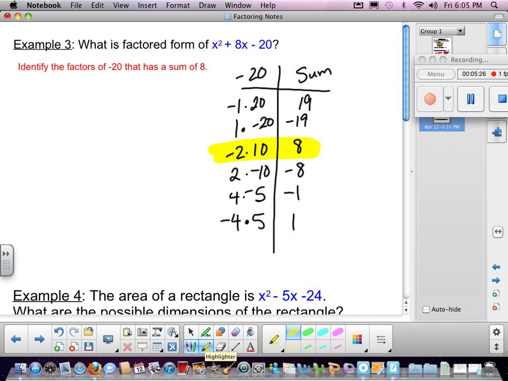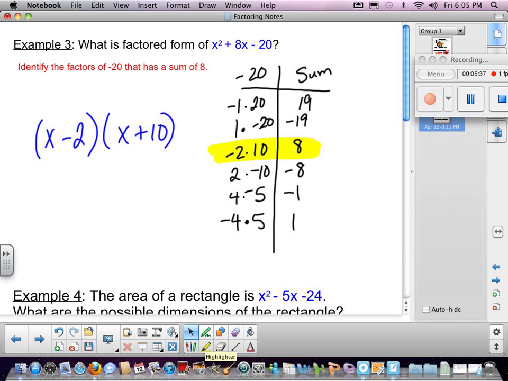So we're going to be using these two here, and we're going to write it as the product of two binomials. So it would be x minus 2 times x plus 10. And if you just check it by FOILing, x times x is x squared. Negative 2x gives us the inside term. The outside term is 10x. When you add that together, you do get 8x. And then the last two terms, negative 2 times 10, does give you negative 20.